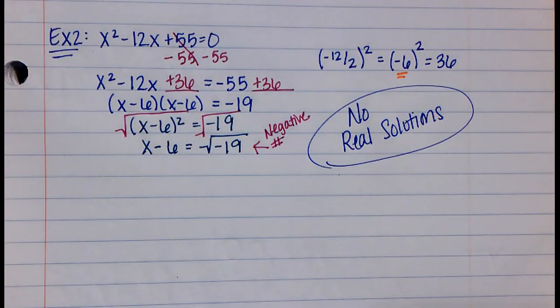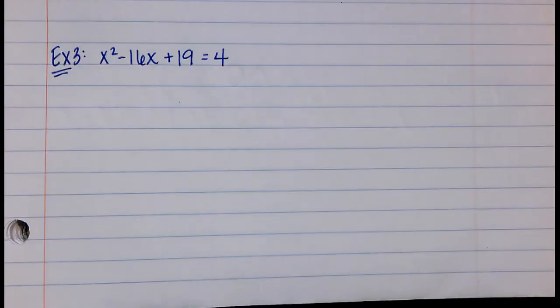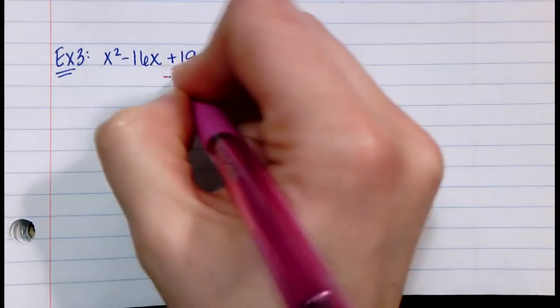With more practice, these will become easier, and you will start seeing the patterns a lot easier. Okay, now let's look at example 3. x squared minus 16x plus 19 equals 4. It's not equal to 0, but our first step is still the same. We need to get the x squared and the x term by itself.